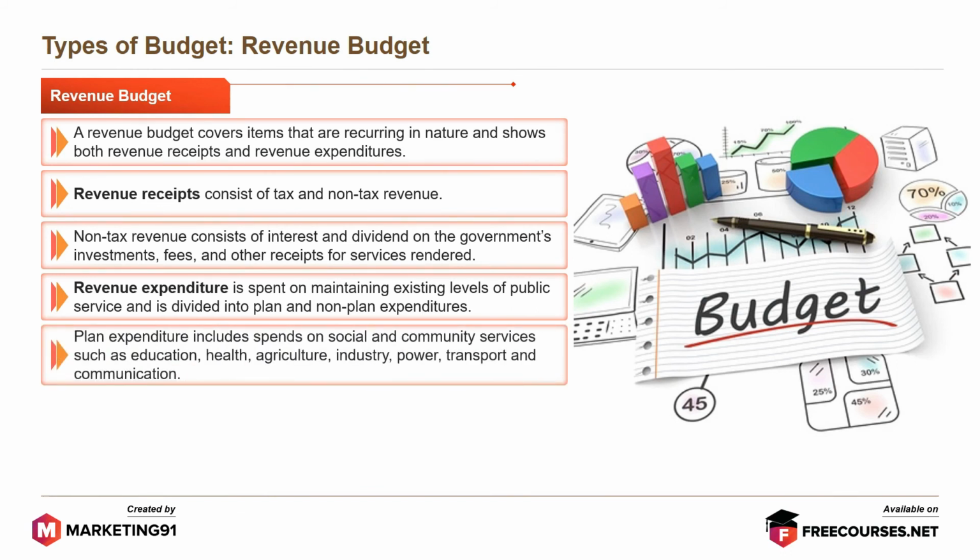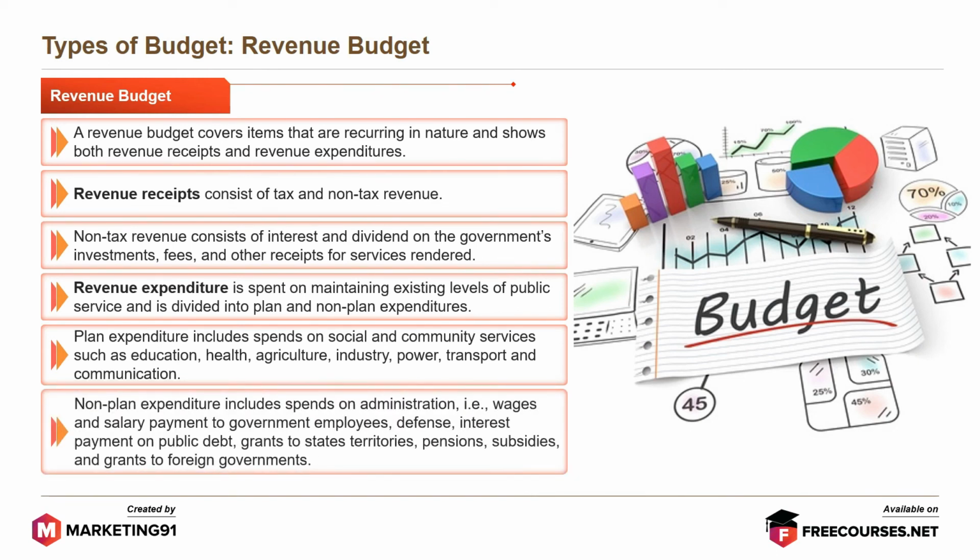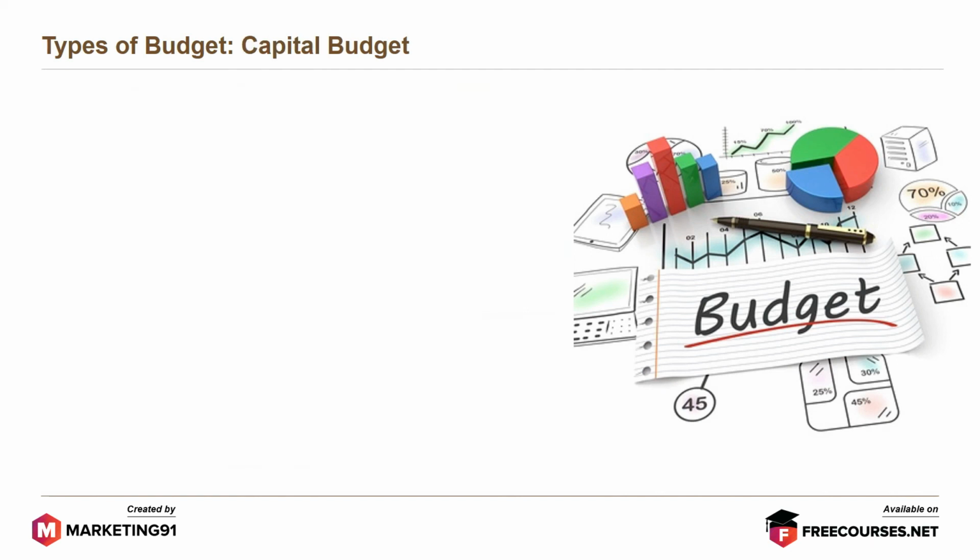Plan expenditure includes spends on social and community services such as education, health, agriculture, industry, power, transportation, and communication. Non-plan expenditure includes spends on administration, that is, wages and salary payment to government employees, defense, interest payment on public debt, grants to state territories, pensions, subsidies, and grants to foreign governments.